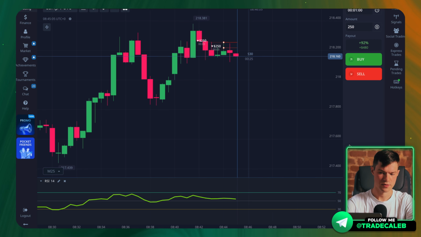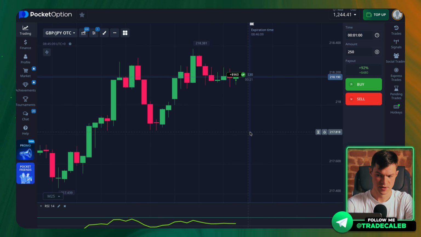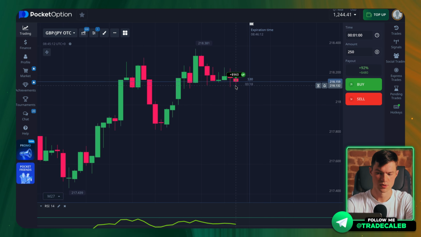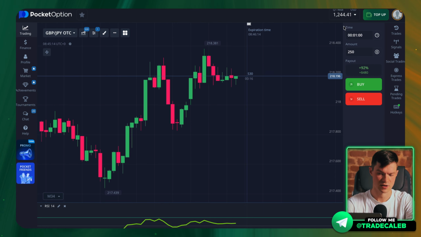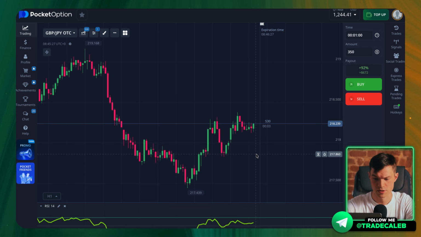Wow, my friends, there are 2 seconds left until the trade closes. It's great that my position of 500 is showing such a result right now, as it significantly boosts my balance. And right now I can increase the trade amount to at least 350 or 400. So let's look for the next situation.